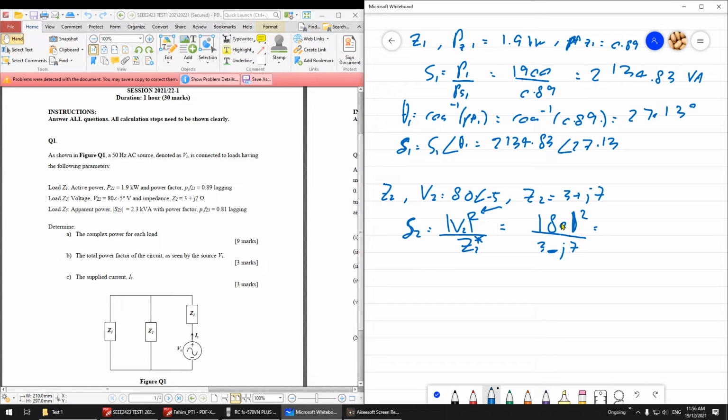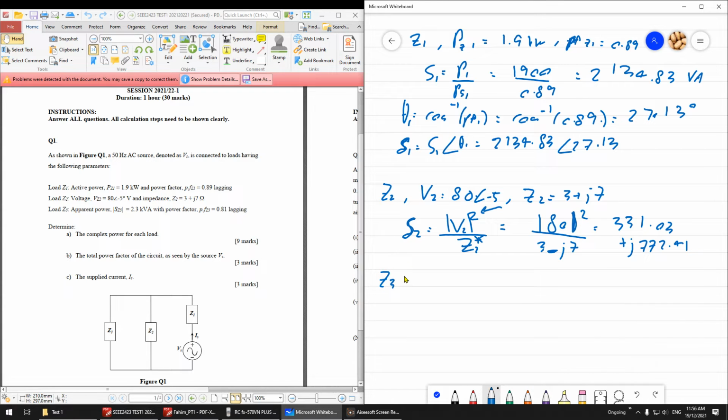So use your calculator: 80 squared divided by (3 minus 7i) equals 331.03 plus j772.41. That is how you obtain the complex power for Z2, number 2.